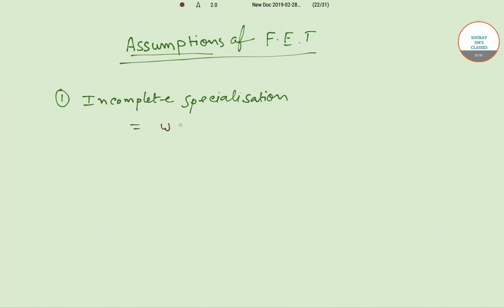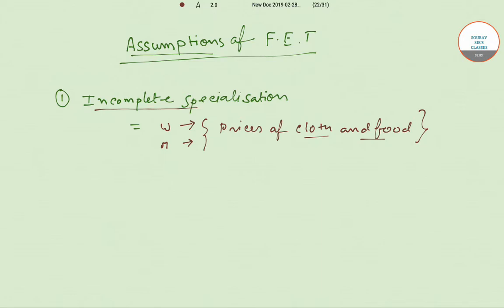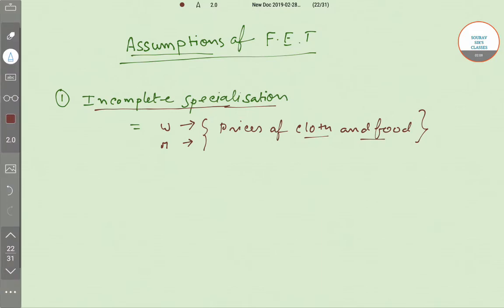So it was when we were deriving W and R from the prices of food and clothes that we talked about incomplete specialization. Now, to understand what it tells, first of all we need to draw a simple diagram, and it will be easier for you to understand.